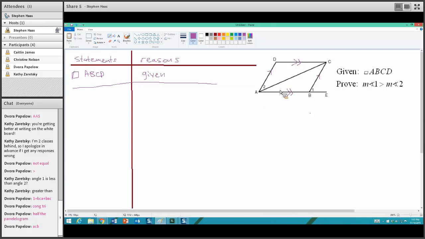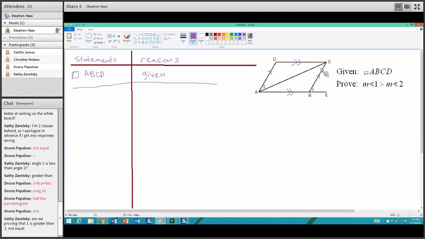Okay, ACB, that's right. Let's say we'll make that angle 3. And the reason why that has to be equal is because it's alternate interiors. These two, AD and BC, are parallel. So 2 and 3 are alternate interiors.